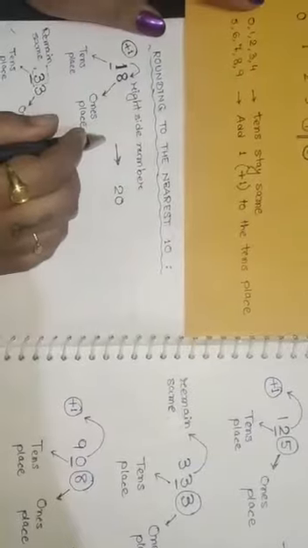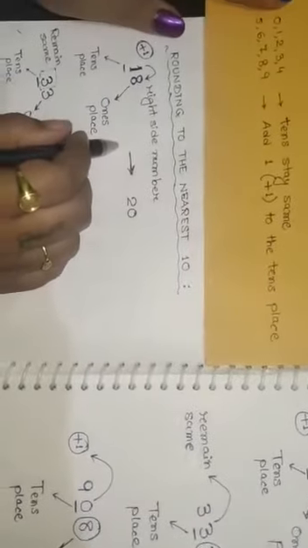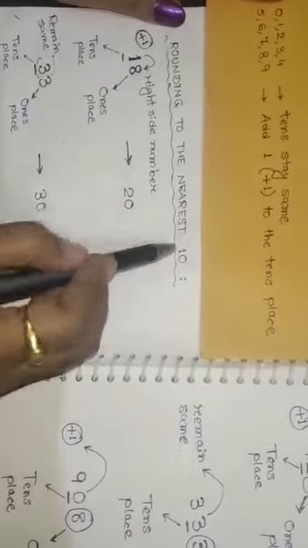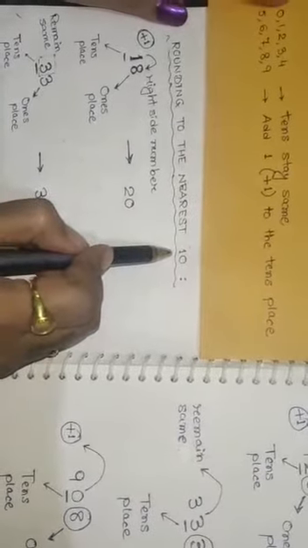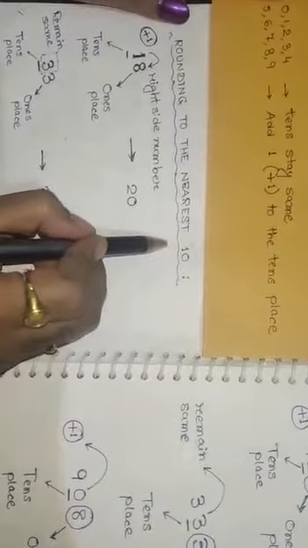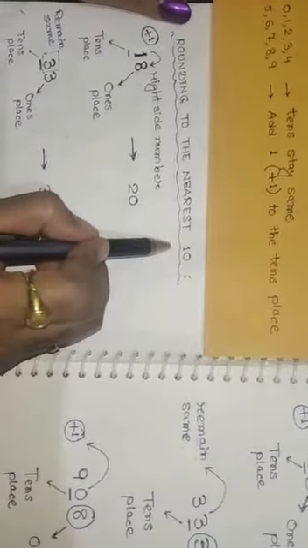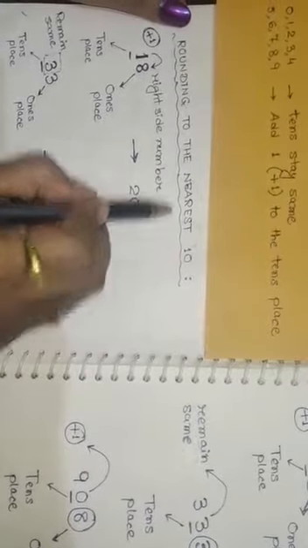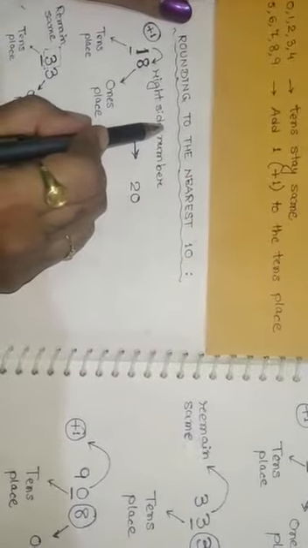In fact, this is the most important part of the chapter. The topic is rounding to the nearest 10. This is the new thing introduced in standard 4. You all had not yet learned about rounding numbers.